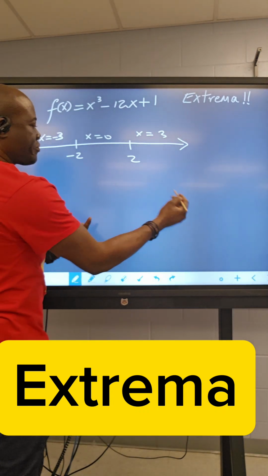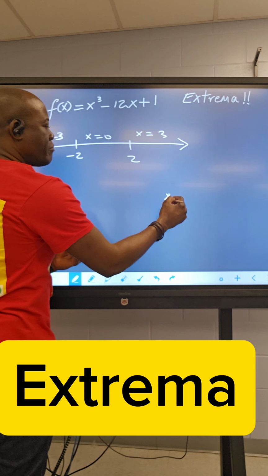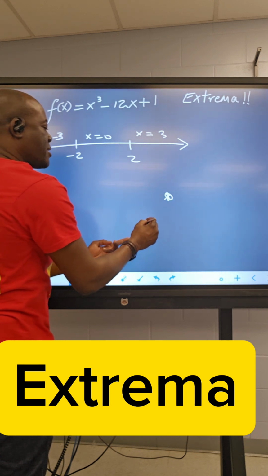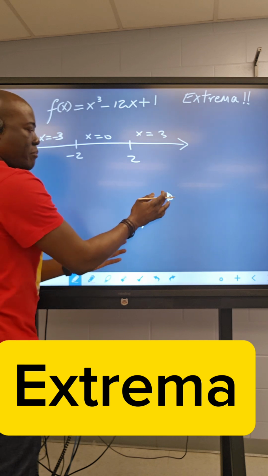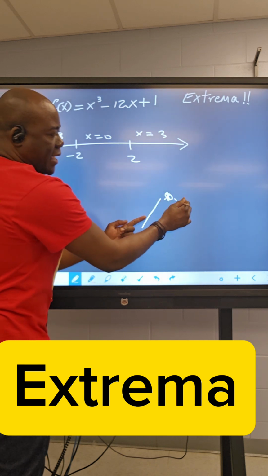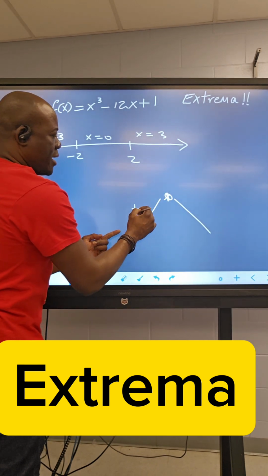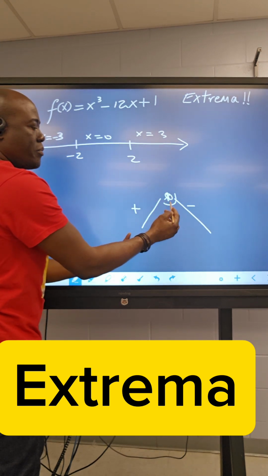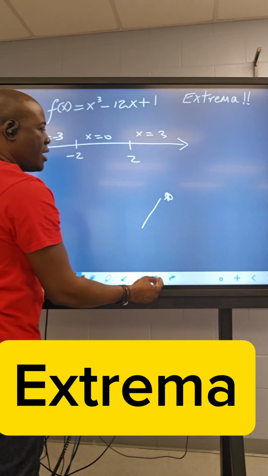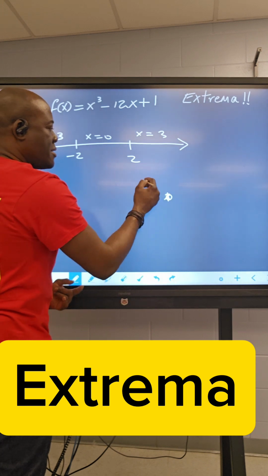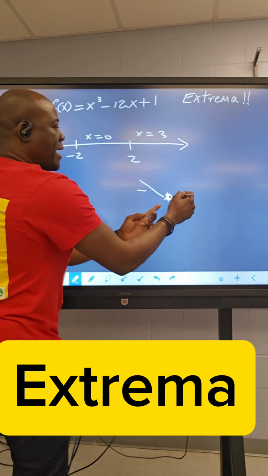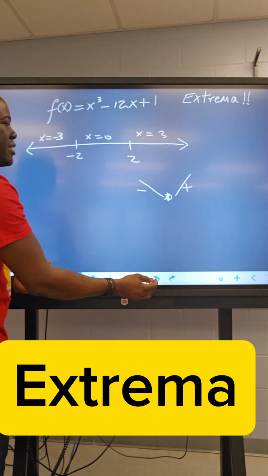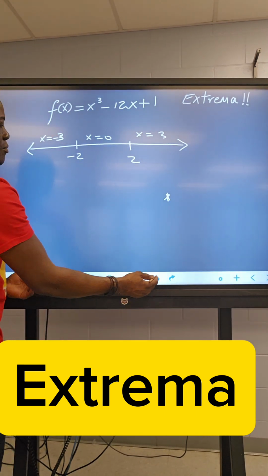Now, if this is my marker, and to the left I get a positive, it means that the slope is this way. And then if to the right of it I get a negative, so this would be a positive, this would be a negative, it's going to tell me that I'm at a maximum here. And if this is a negative here, and then I get a positive next, then I'm at a minimum. So I'm looking for that. So let us test to see what happens.